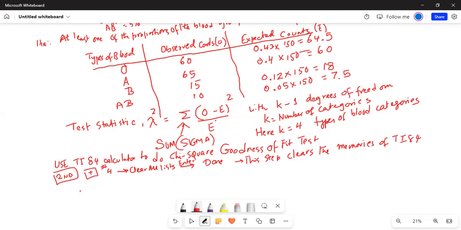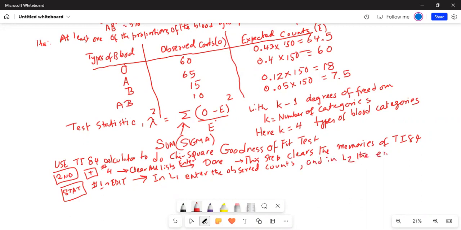Now we will press the stat button, and then number 1, which is edit. In L1, enter the observed counts, and in L2, the expected counts.